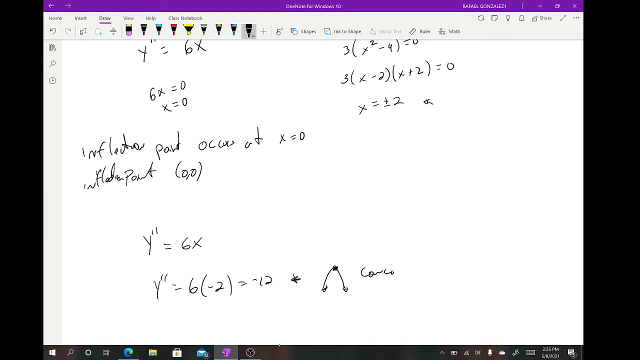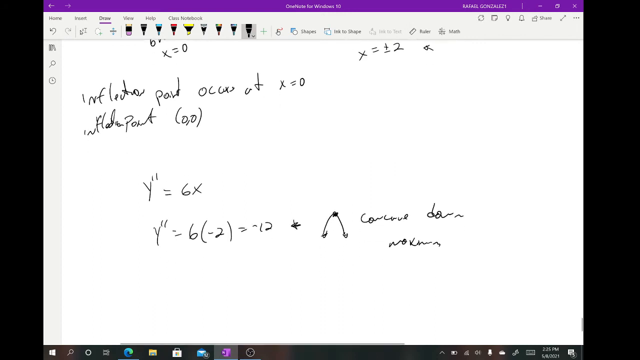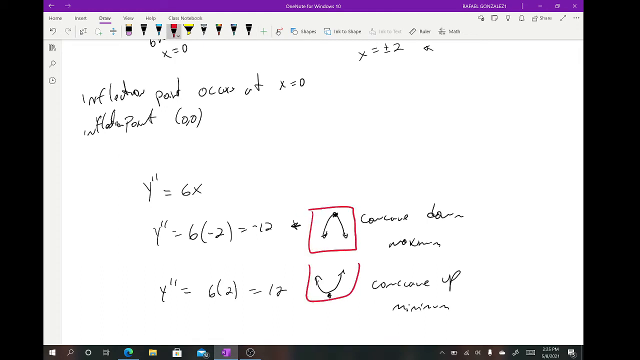So it's concave down, but we have a maximum. And when the second derivative is positive, we have concave up, which will give us a minimum. So 6 times 2 is going to be equal to 12. It's going to be concave up, but we're going to have a minimum. It's easy to get confused with this, so be careful. I always keep this picture in the back of my head. This right here and this right here. Okay, concave up when the second derivative is positive, concave down when the second derivative is negative, and then it tells you information about when you have a minimum or a maximum.